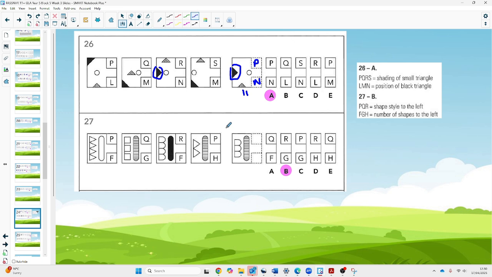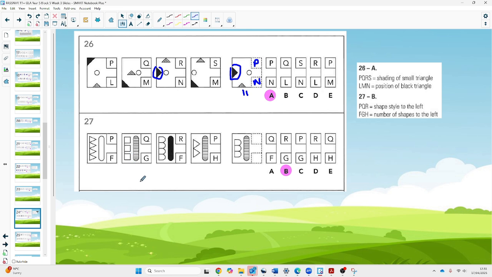So often within these questions what you will have is a distractor, something that is there within the figure but it actually isn't useful in terms of representing the letters. So in this instance, the plain circle we really didn't focus on at all. It's all about the shading of the little triangle and then the black triangle in terms of its position.